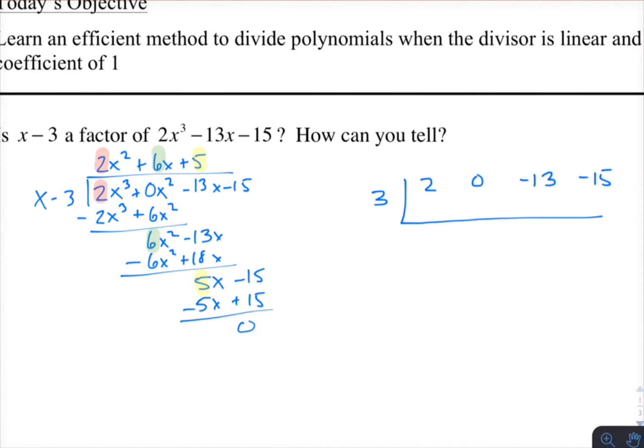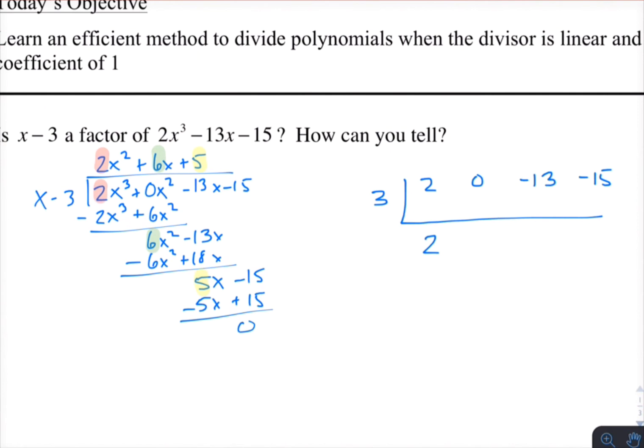Now, remember that I said that our quotient, 2x squared plus 6x plus 5, the first coefficient was a 2. Well, consequently, we're just going to bring that 2 down. That'll happen every time because we're only dividing by x, right? So 2x cubed divided by x gives you 2x squared. 7x to the 5th divided by x gives you 7x to the 4th. So that coefficient will always match because we're just dividing by x, which has a coefficient of 1.